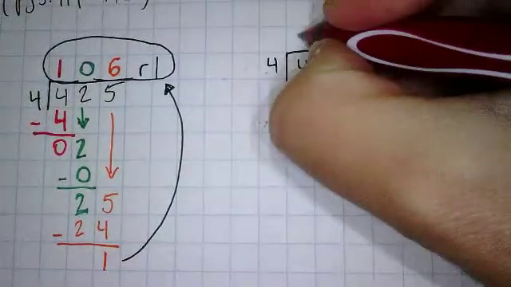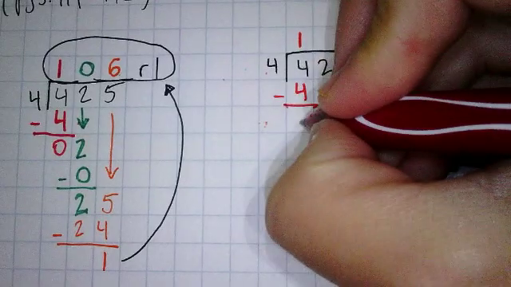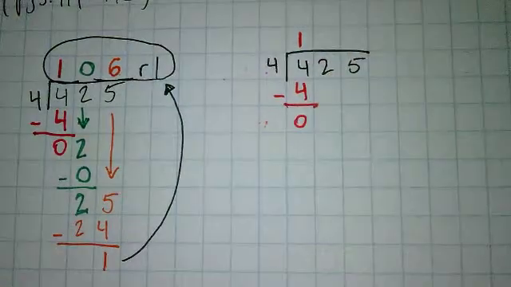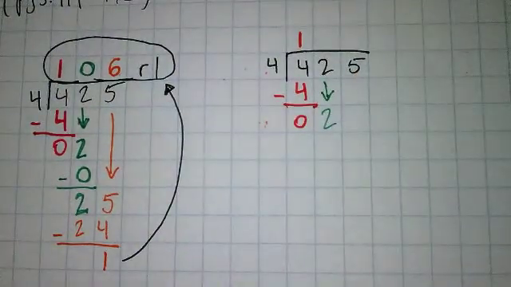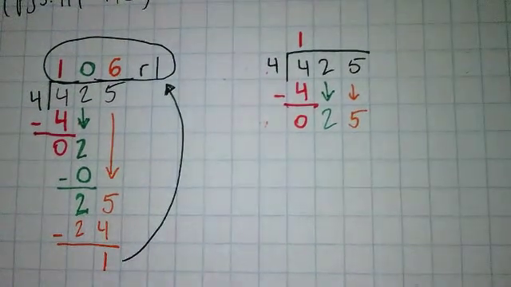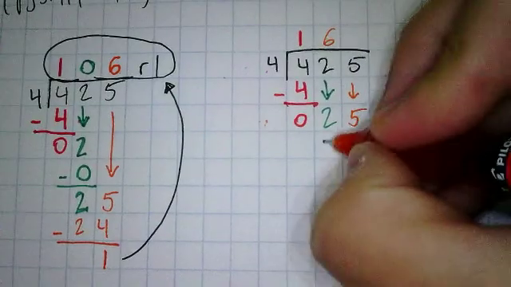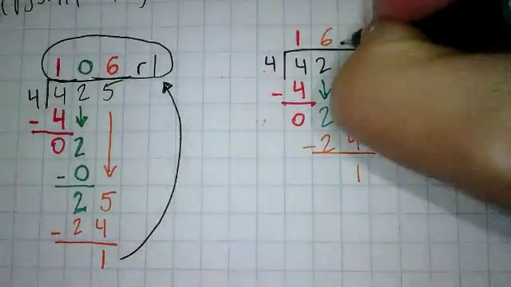So we start like normal. 4 goes into 4 1 time. 4 times 4 is 4. We get a 0. And then we bring down our 2. And we say, oh, 4 doesn't go into 2, so we better just bring down our 5. And then how many times does 4 go into 25? Well, that's easy. It was 6. And that's 24. And then we get 16 remainder 1.